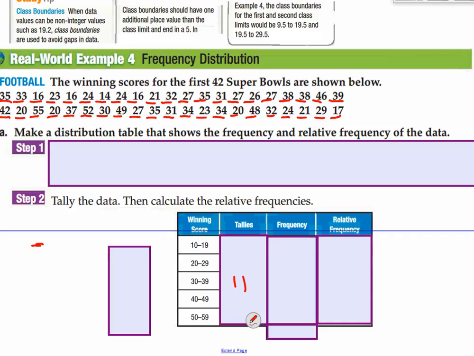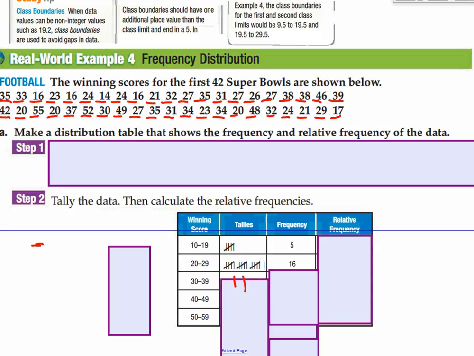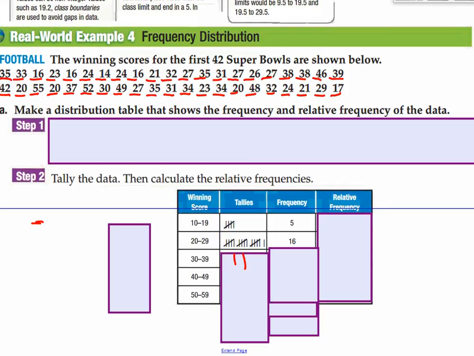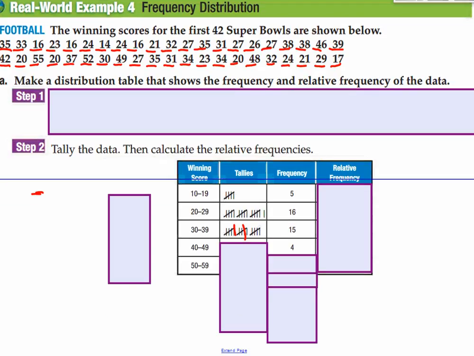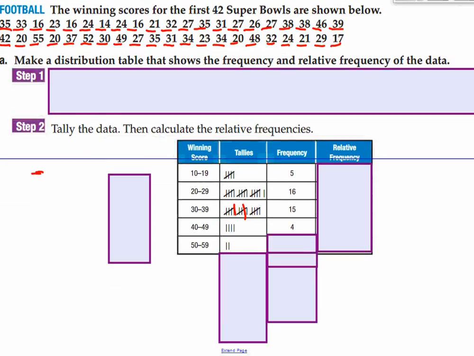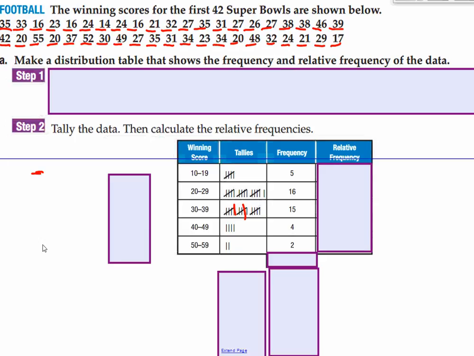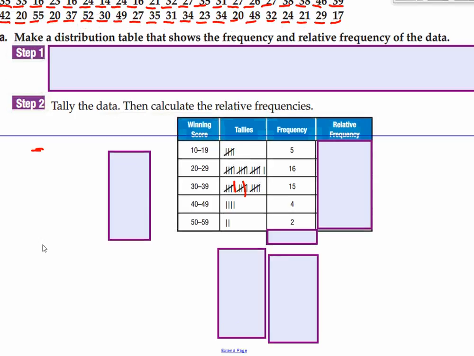So how many digits were there between 10 and 19? 5. There should have been 5, and here are the tally marks. Between 20 and 29? 16. Between 30 and 39? 15. Between 40 and 49, 4. And between 50 and 59, there should have been 2. So this is our frequency distribution.